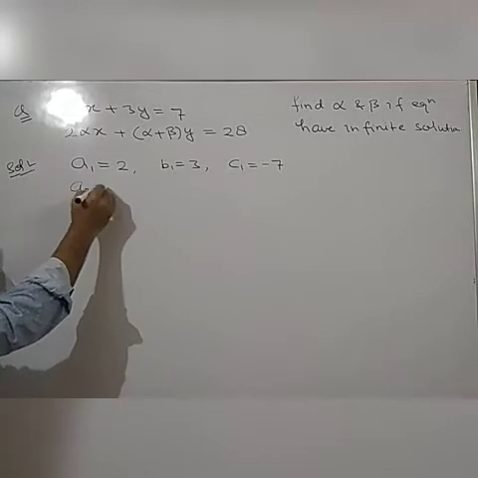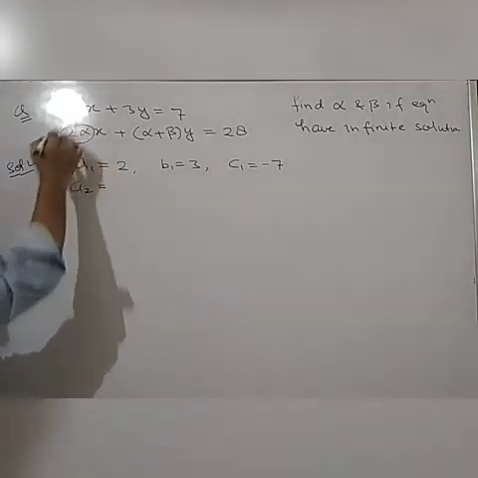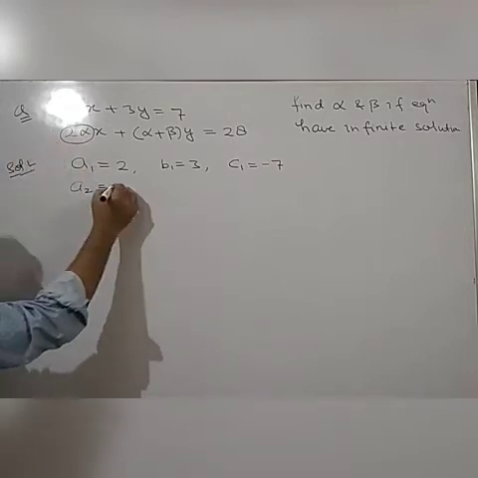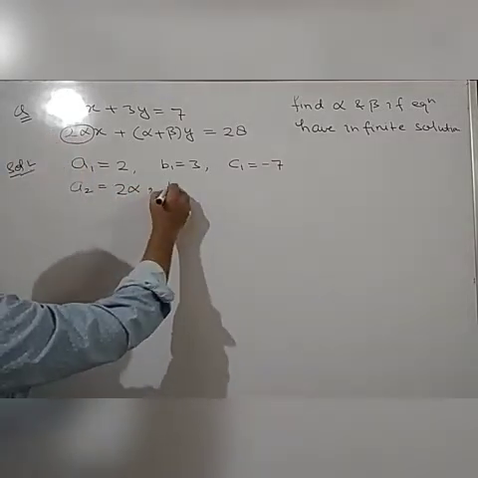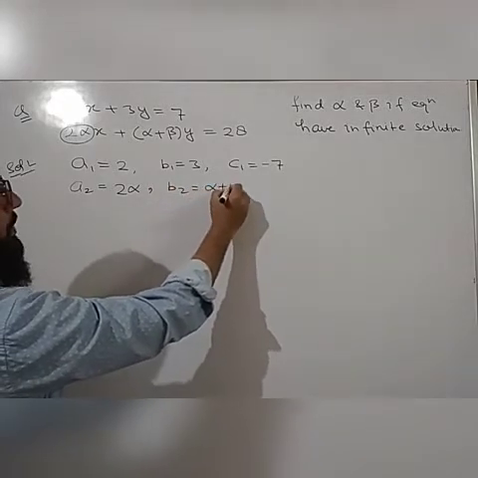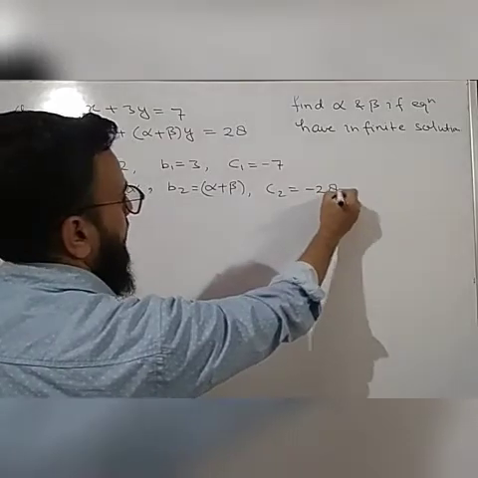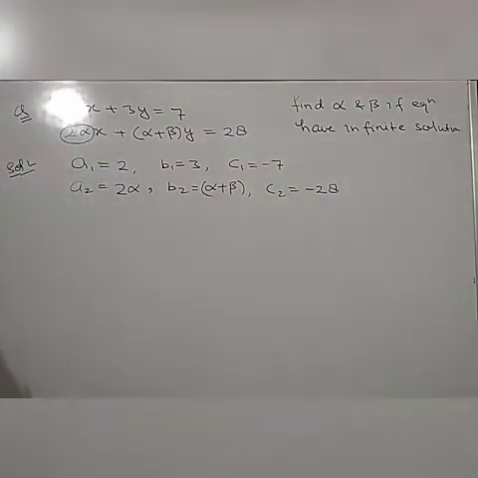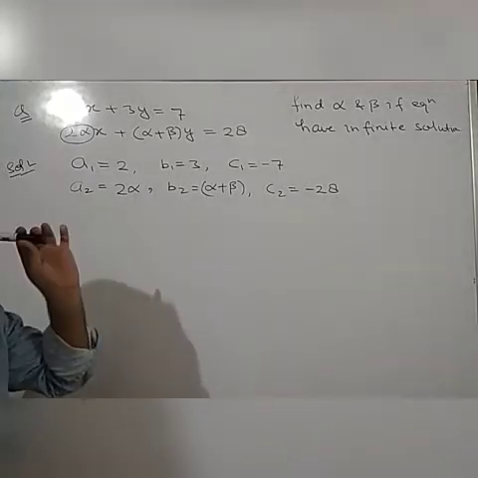Similarly, what will be the value of a2? The term with x is 2 alpha. That means a2 is equal to 2 alpha. b2 will be equal to alpha plus beta and c2 will be equal to -28. Okay. So first we have to find the values of a1, b1, c1 and a2, b2, c2.